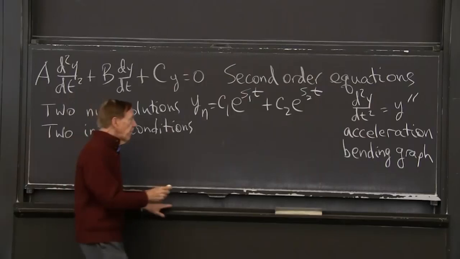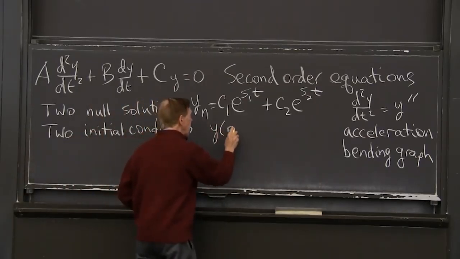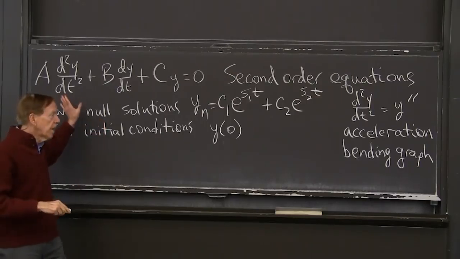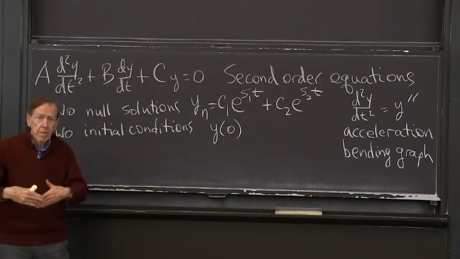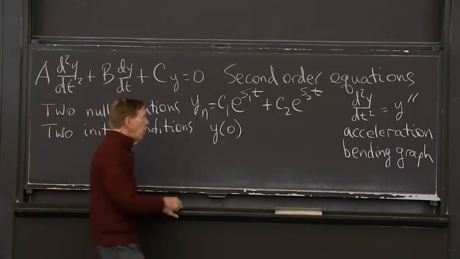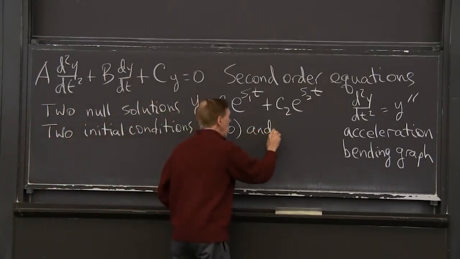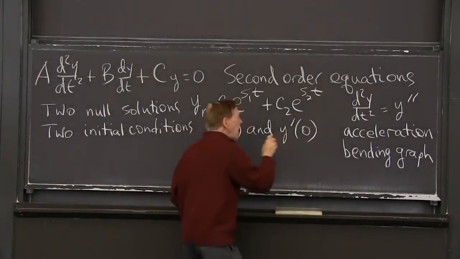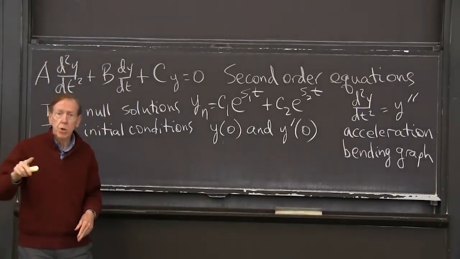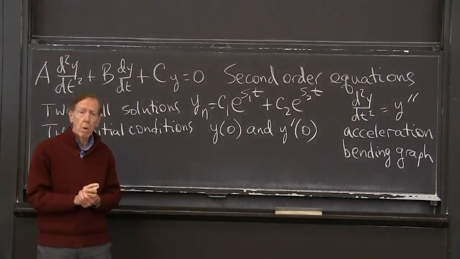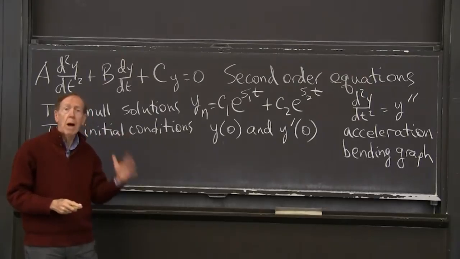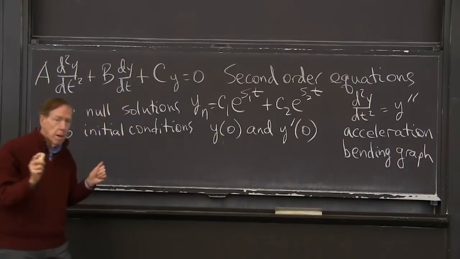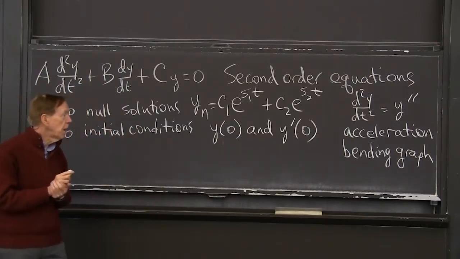So previously, for a first order equation, we were given y of 0. Now, when we have acceleration, we give the initial velocity y prime of 0. May I use prime as a shorthand for derivative? y prime of 0 is dy/dt at 0. So two conditions will, at the right time, determine those two constants.